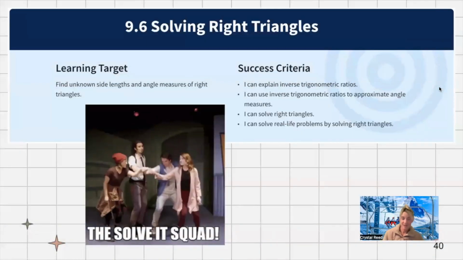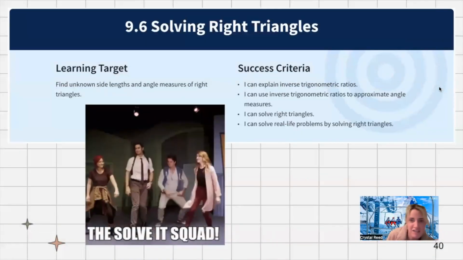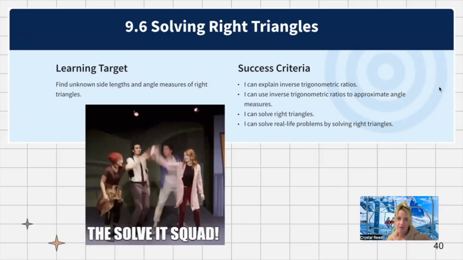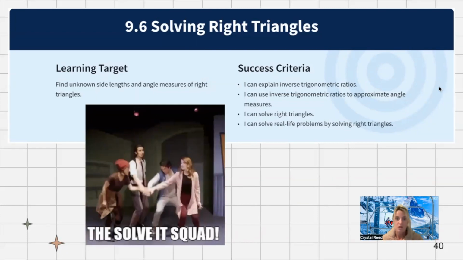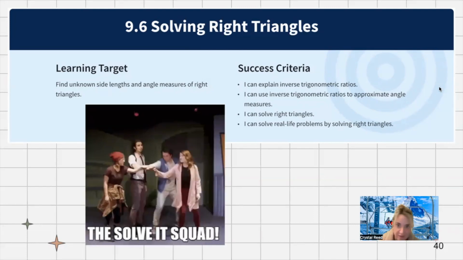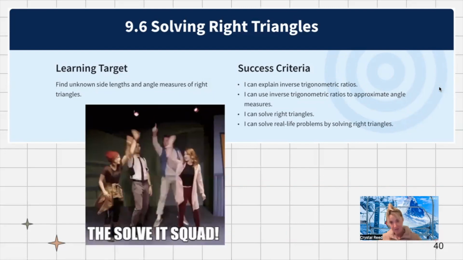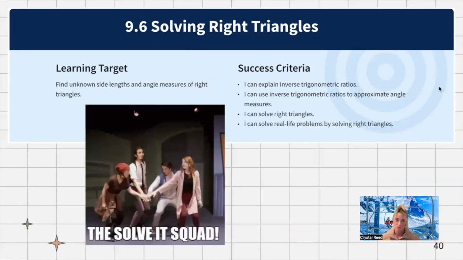All right, last but not least, 9.6, we are going to solve these right triangles. This is the solve it squad, our learning target: find unknown side lengths and angle measures of right triangles. We're going to do some inverse trig ratios to approximate angle measures, solving those triangles.